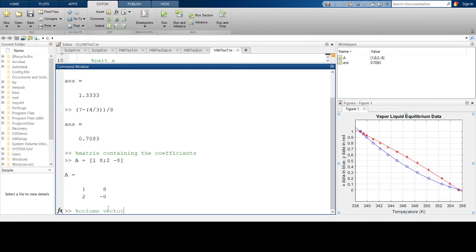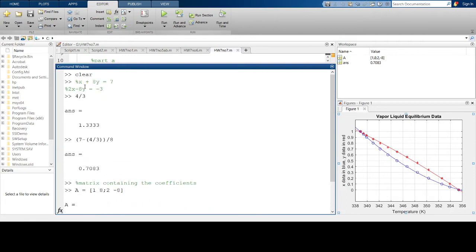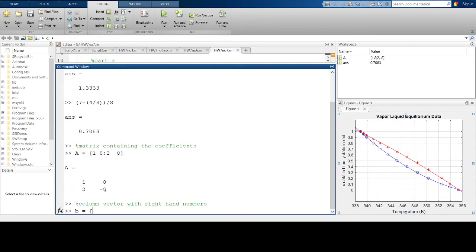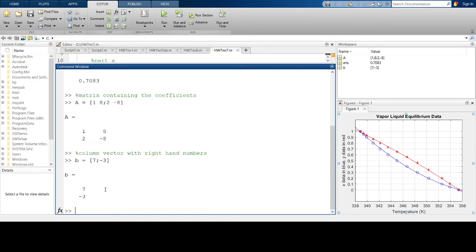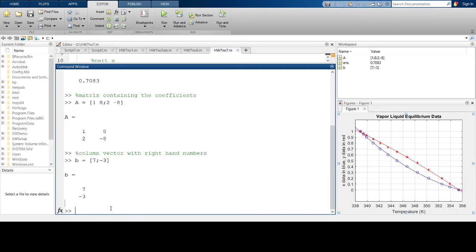Then I need to create a column vector with the right-hand numbers. Let's call it B, and B will be a column vector containing 7 and minus 3. I'll have 7, use the semicolon to move to a new line, minus 3, and here we go. These are the two elements I need to solve the system of equations: the matrix containing the coefficients and the vector containing the right-hand numbers.